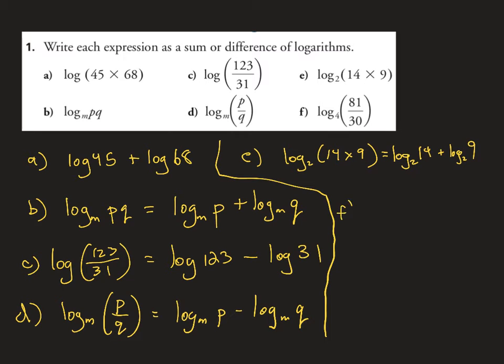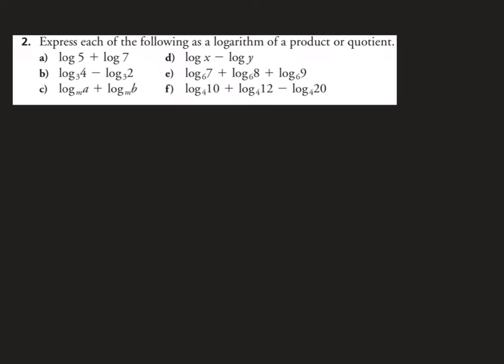Part F, I don't know why I have to do all of these. It's all the exact same thing. And that's just equal to log base 4 of 81 minus the log base 4 of 30.